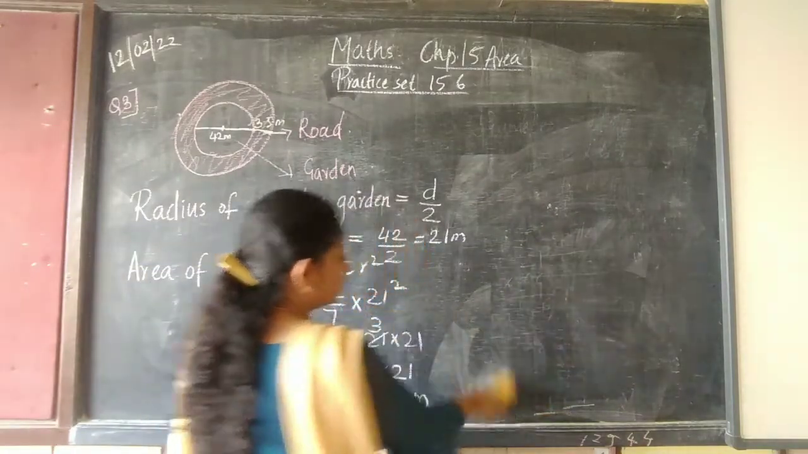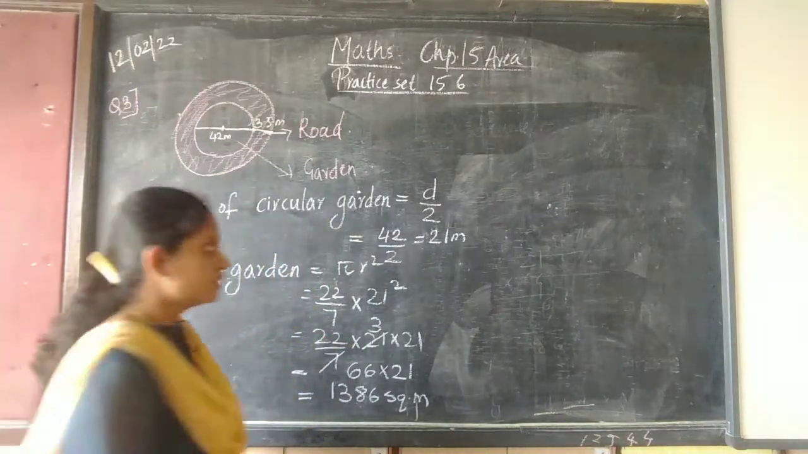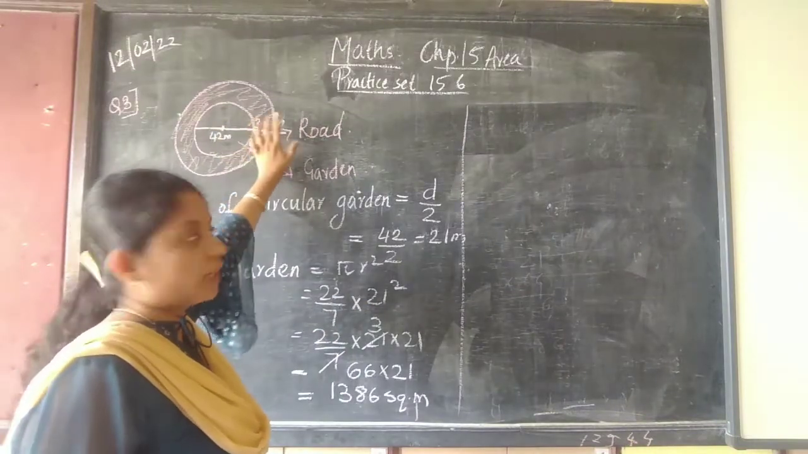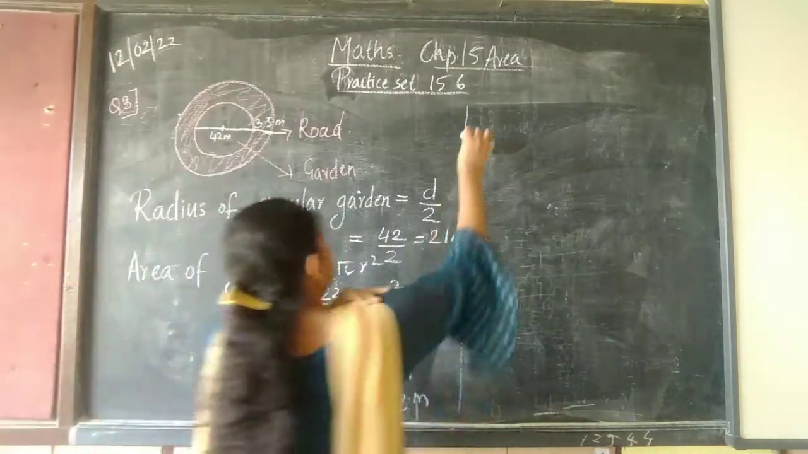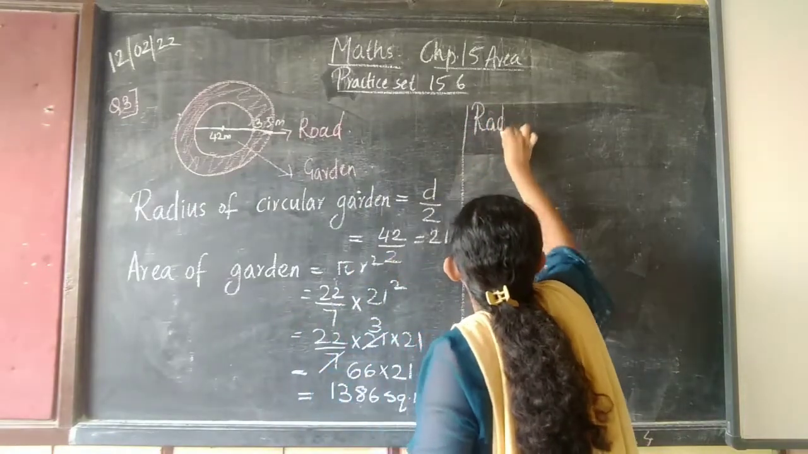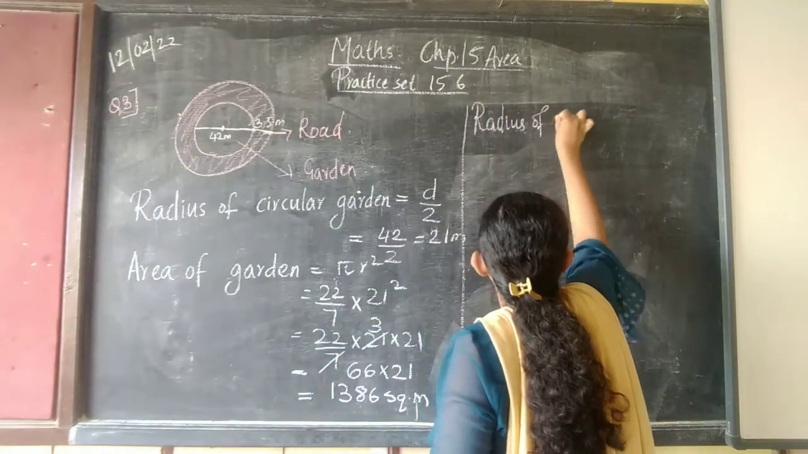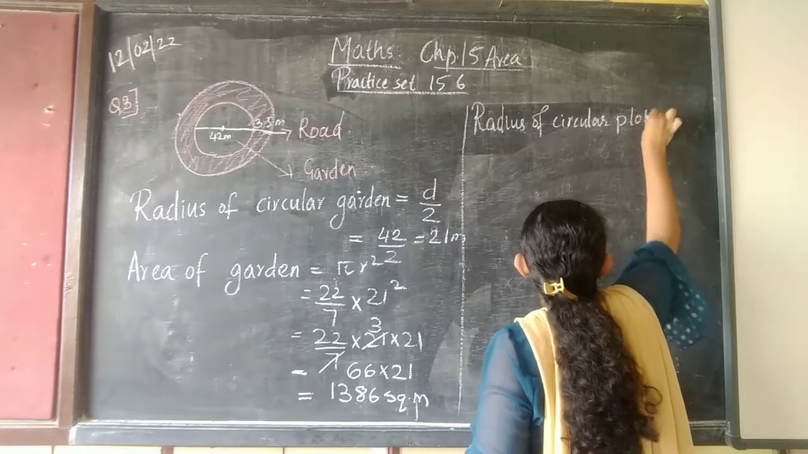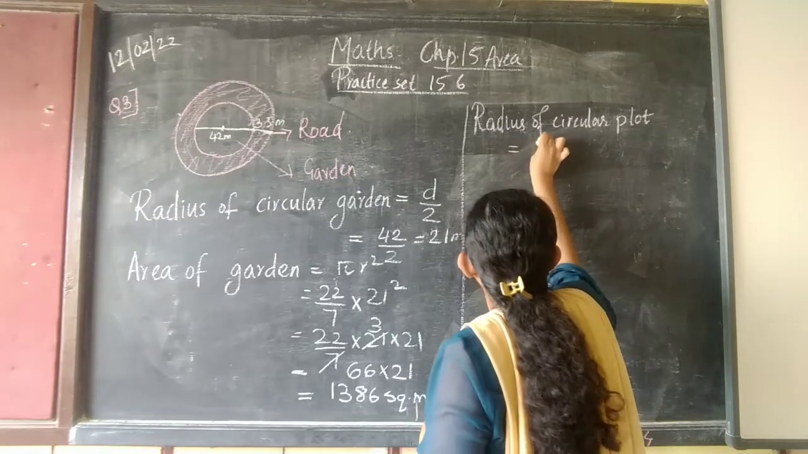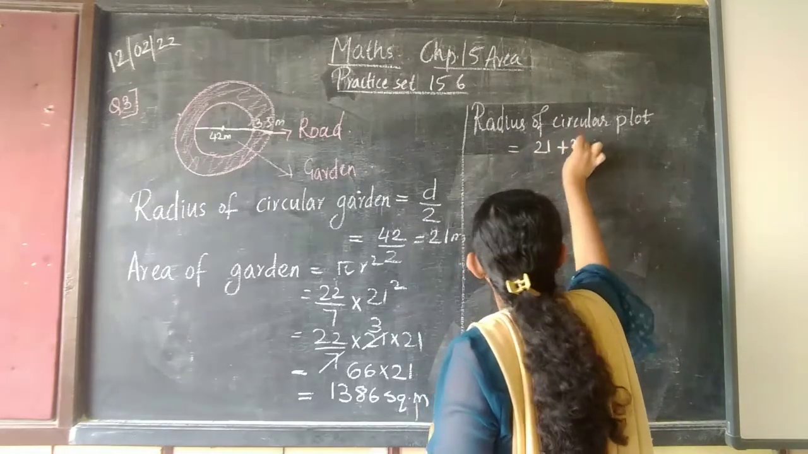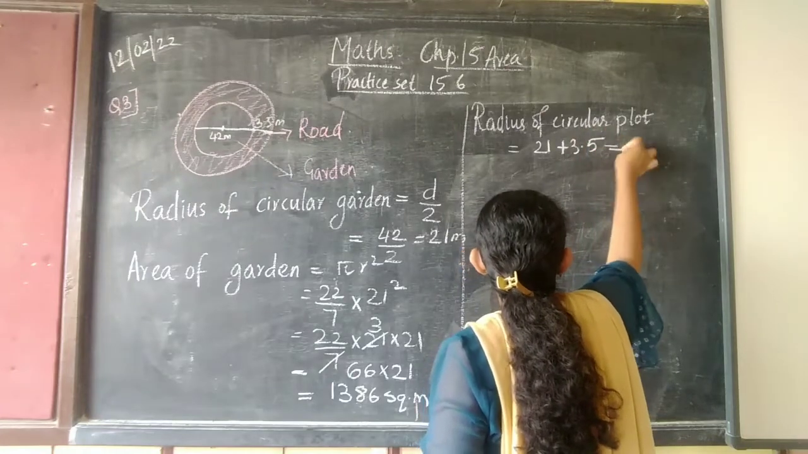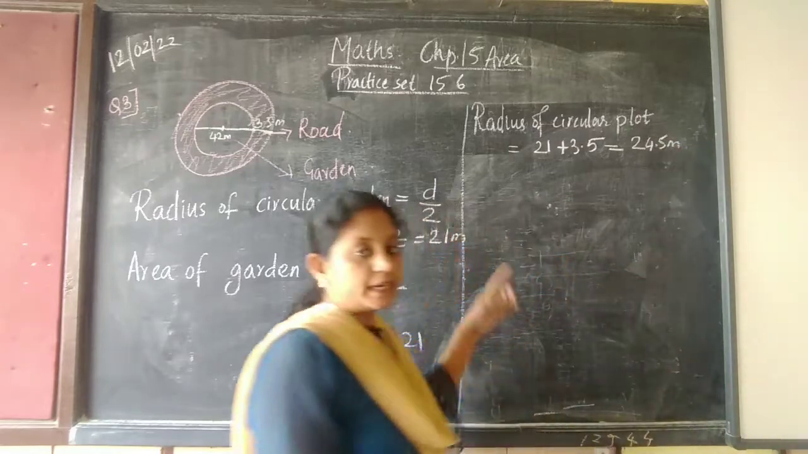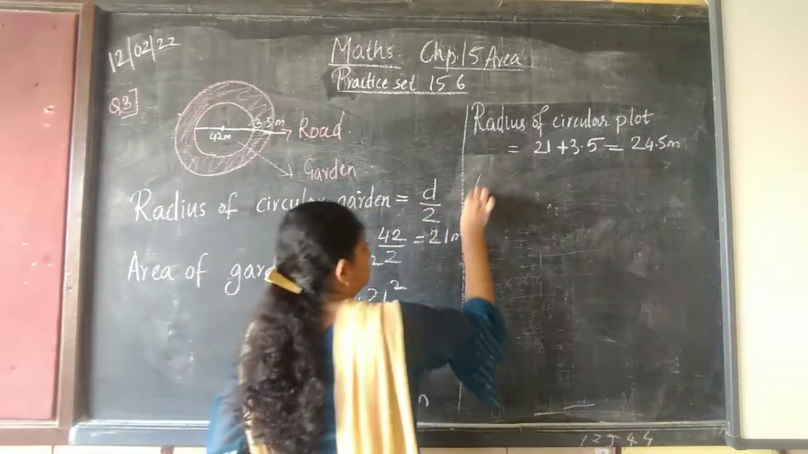For that we need radius. So what will be the radius of that circular plot? This much plus the width of this road. Total will be the radius of the circular plot. So you have to write radius of circular plot is equal to 21 plus 3.5. That is nothing but 24.5 meter. We got the radius. Now we can find out the area.